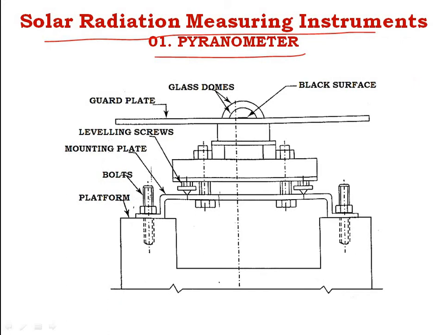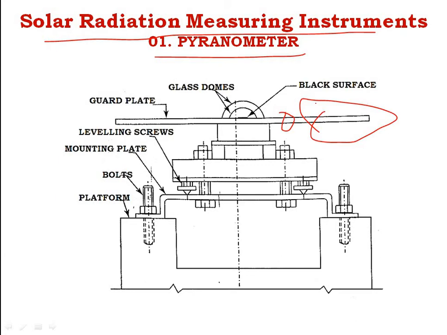Basically, a pyranometer consists of a black surface. This portion, this straight stick-like part, is the black surface, which heats up when exposed to solar radiation. Its temperature increases until the rate of heat gained by solar radiation is equal to the rate of heat lost by conduction, convection and re-radiation.